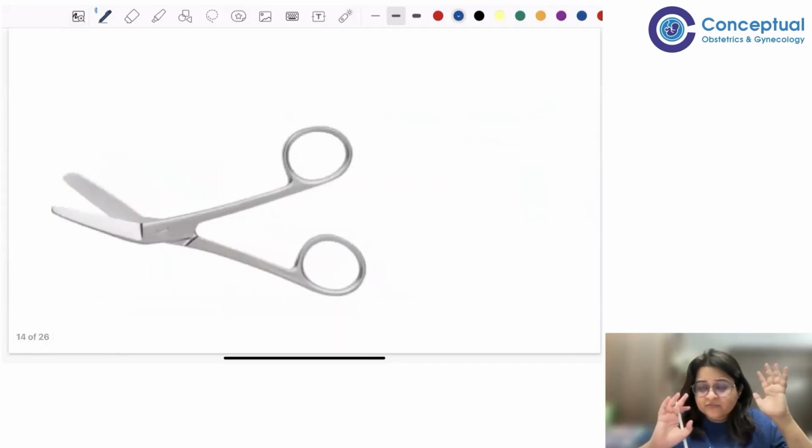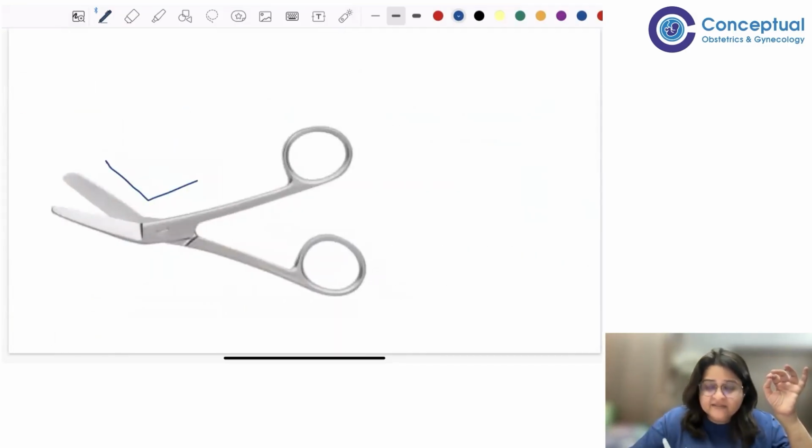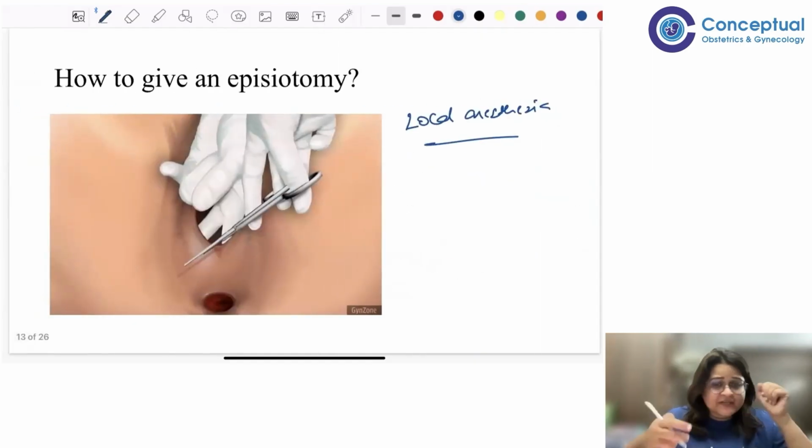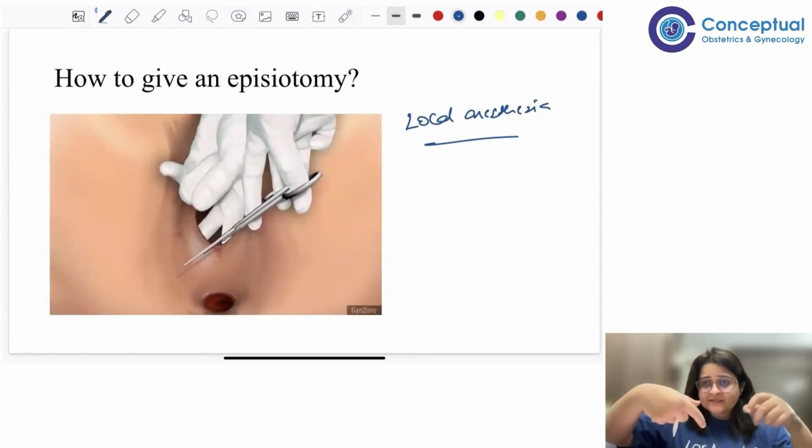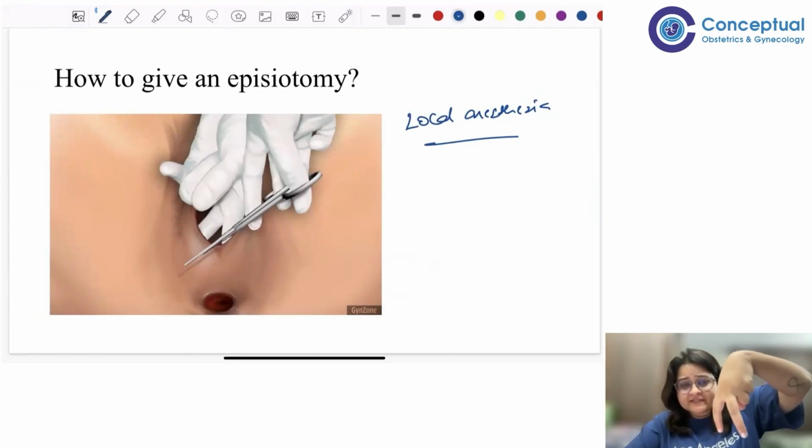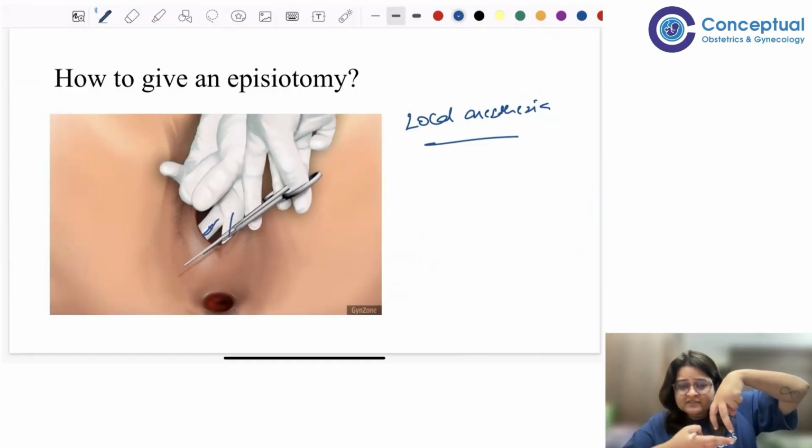You use the episiotomy scissors. This is the episiotomy scissors. It's a slightly angled scissors, and it's held like this, and you put your two fingers inside the perineum, inside the introitus, and you pull the skin towards yourself. What does this do? This creates a space between the baby's head and what you're going to cut. So you pull towards yourself, and in this gap between your two fingers, you introduce the scissors and cut.